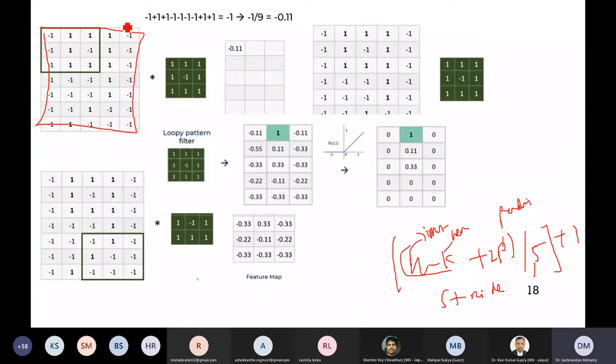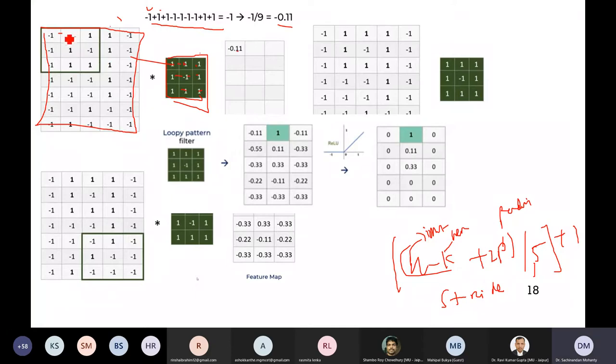But I define the kernel like this one. This is my kernel, right? And remember, the kernel for eye is different, kernel for nose is different, kernel for face is different, kernel for hand is different. So what will we do? I multiply by this one, 1 into minus 1, into 1, minus 1. Then 1 into 1 is 1, then 1 into 1 into 1. So I just multiply by this. Then I divide by 9. Why 9? Because 9 input parameters are there. I divide by 9, so this is equal to minus 0.1. I put here minus 0.1. Simple.